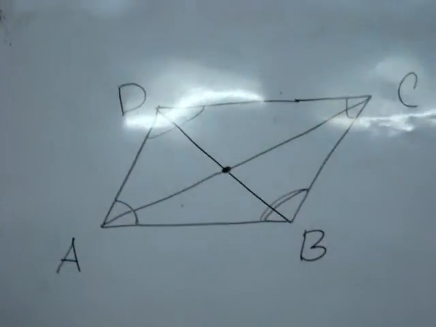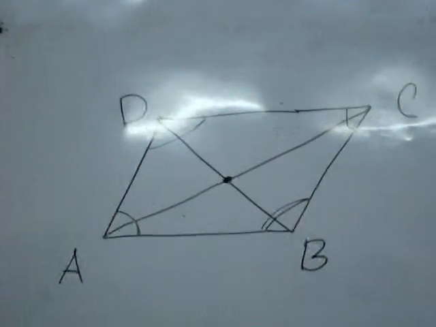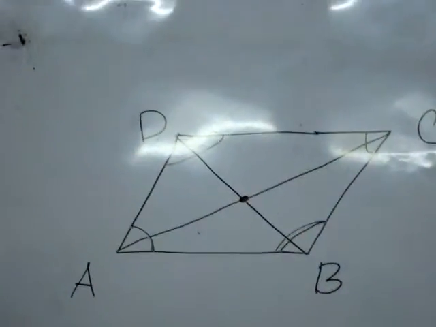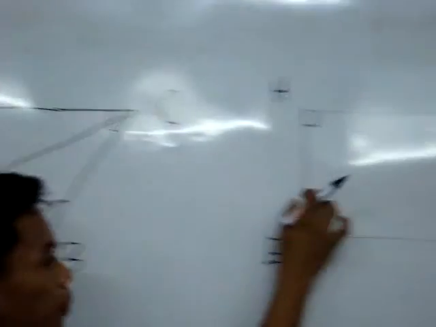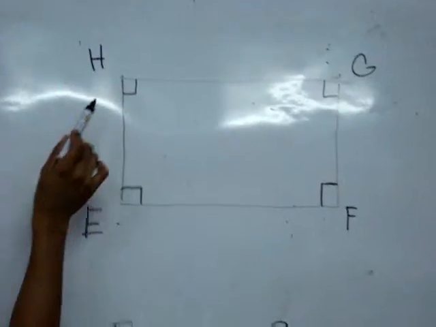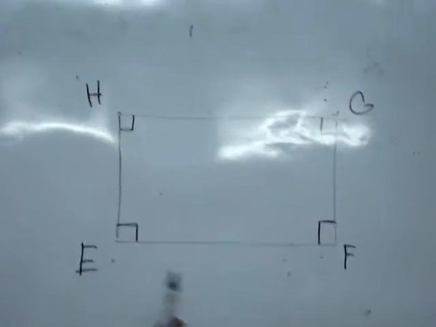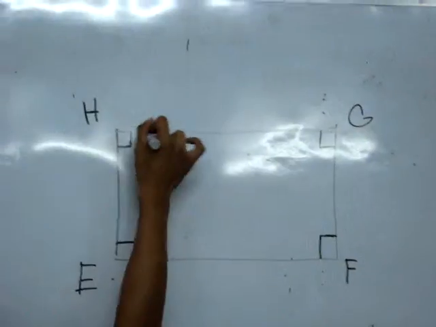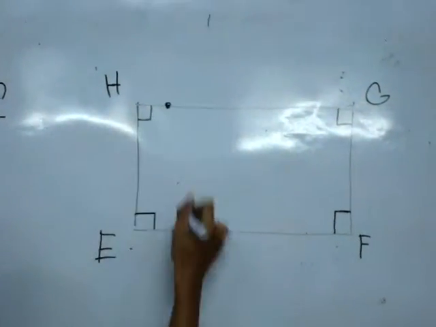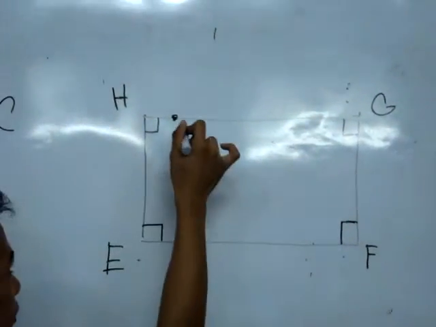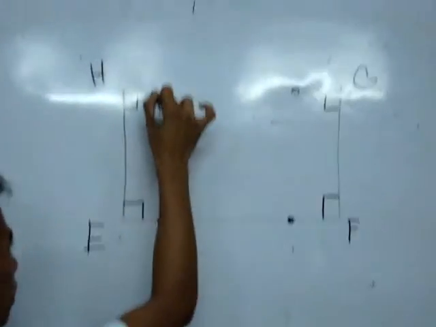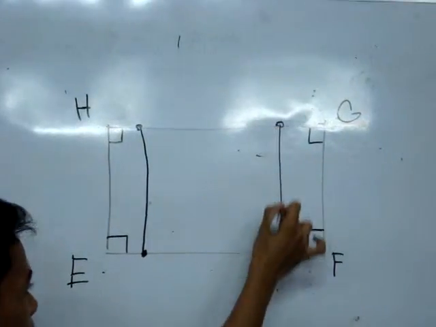Next. Theorem 4-5. If two lines are parallel, then all points of each line are equidistant from the other line. Here, if two lines are parallel, like line HE and line GH are parallel, it means if there's a point here and a point here, and a point here and another point here, they have the same length from each other.